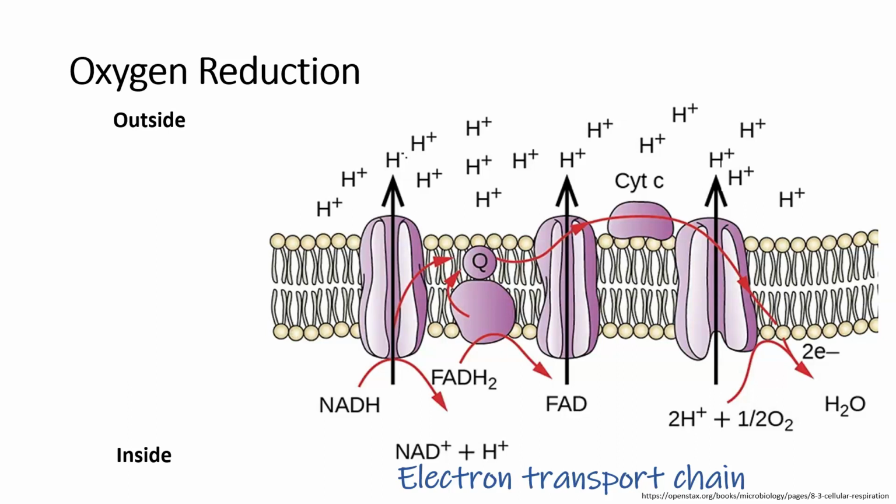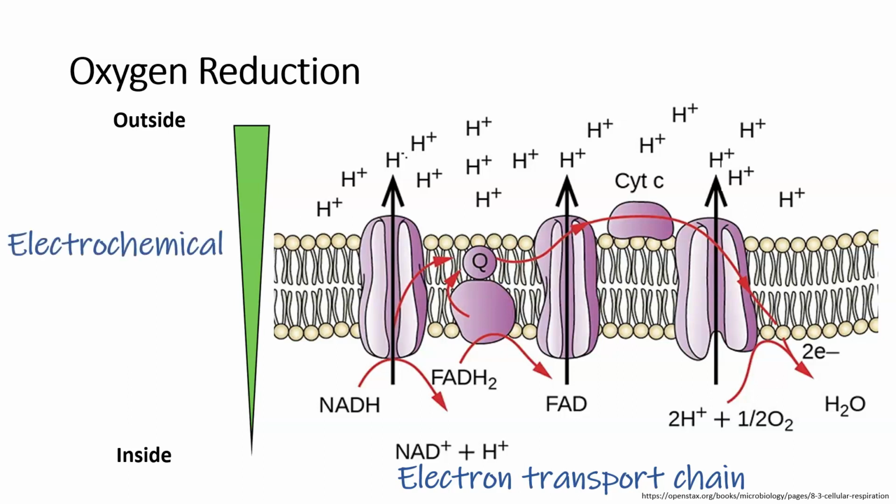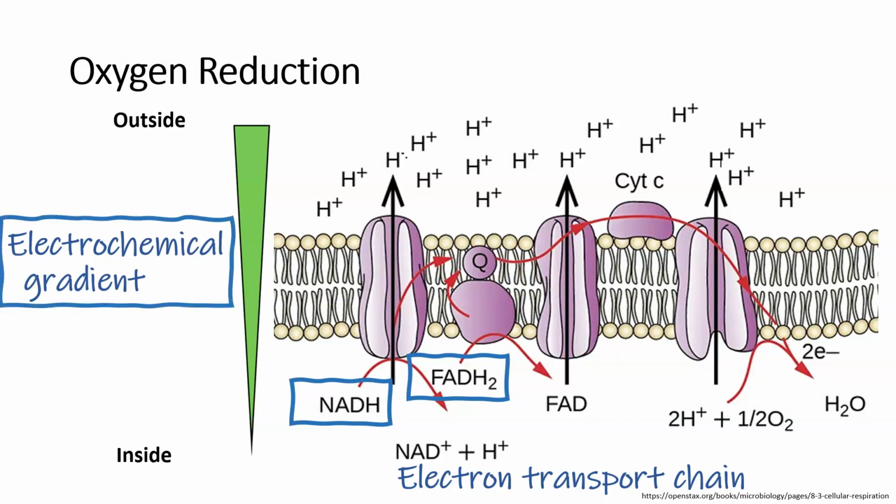This creates a difference in concentration of hydrogen ions across the membrane. This difference is called an electrochemical gradient. The energy that started out on glucose has now undergone another transformation. It started out on NADH and FADH2, and then it moved from there to the hydrogen ions in this gradient, this electrochemical gradient.